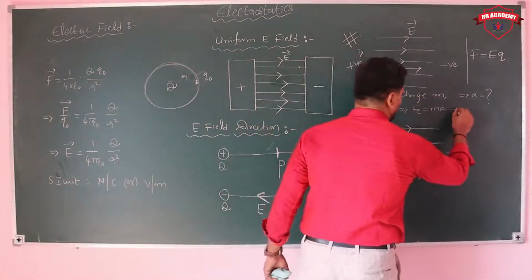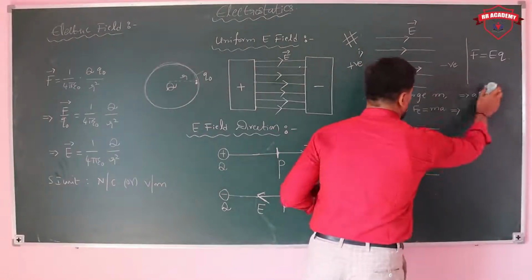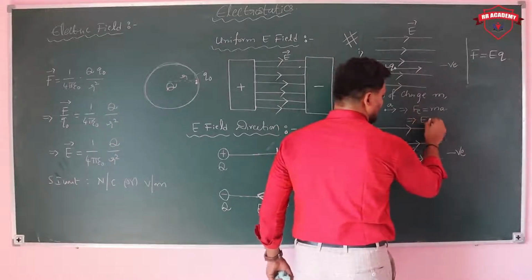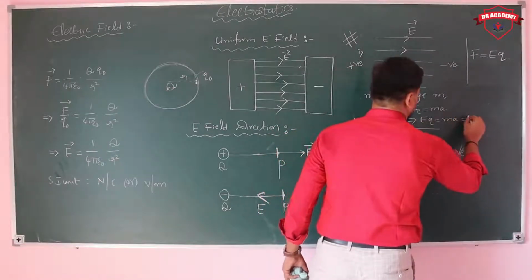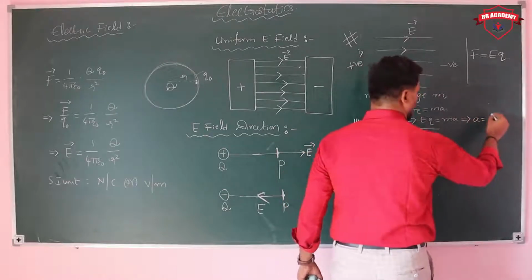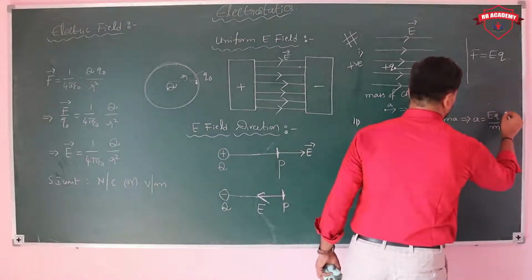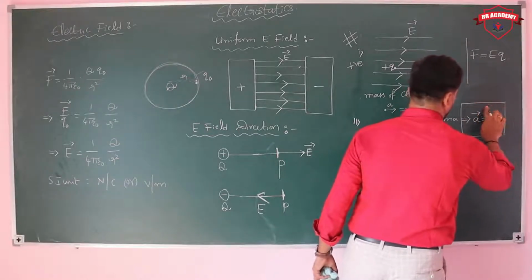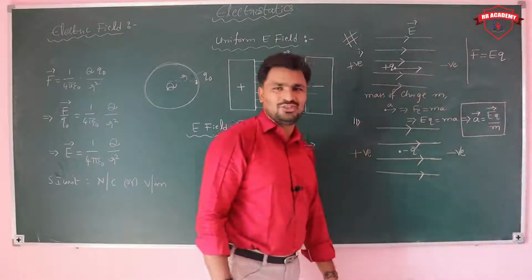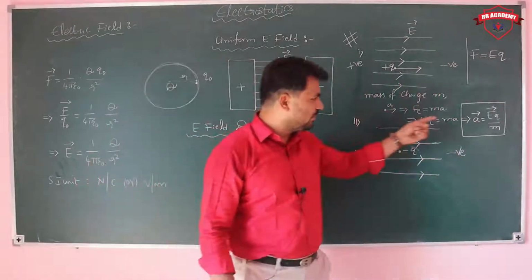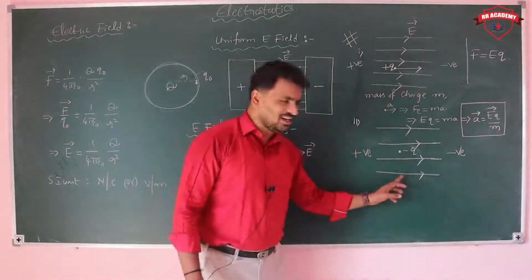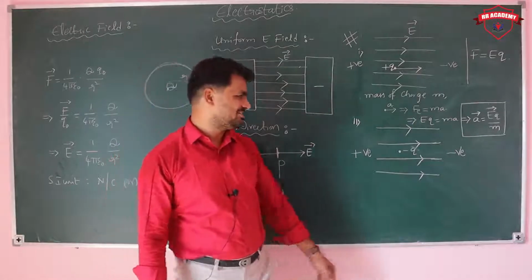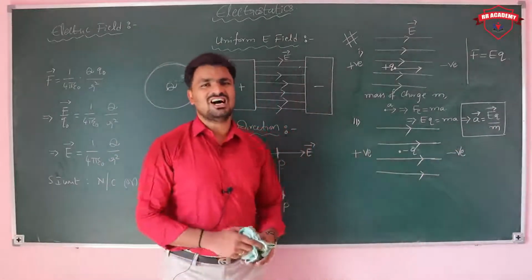If we put the value of F here, simply F is equal to MA, or else EQ is equal to MA. Then the acceleration of the particle, A, is equal to EQ upon M. That is the acceleration of the particle, along the field direction. In case of a negative charge, it is opposite to the field direction. That is the acceleration of the charged particle.